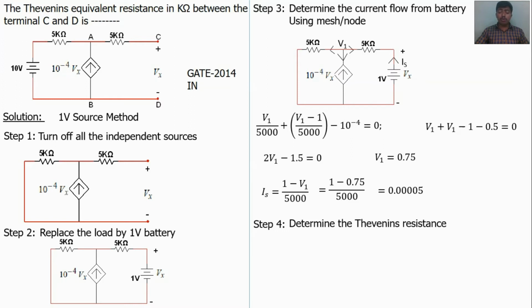Okay. Now the fourth step, we are going to find the Thevenin's resistance. Thevenin's resistance R is equal to V by I. Here V is equal to 1 volt, a known value. I is equal to IS, a known value. Substitute here, we will get the answer: 20,000 ohms, 20 kilo ohms. Okay, the answer is 20 kilo ohms.